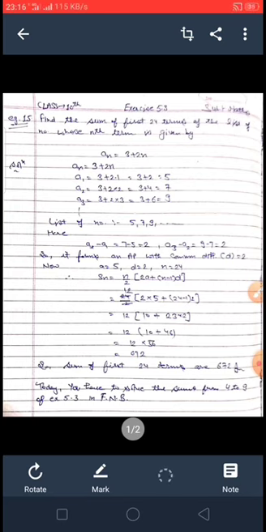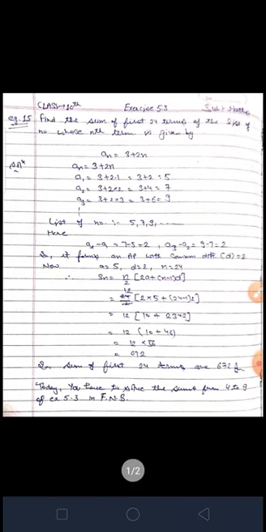The statement is: find the sum of first 24 terms of the list of numbers whose nth term is given by an is equal to 3 plus 2n.